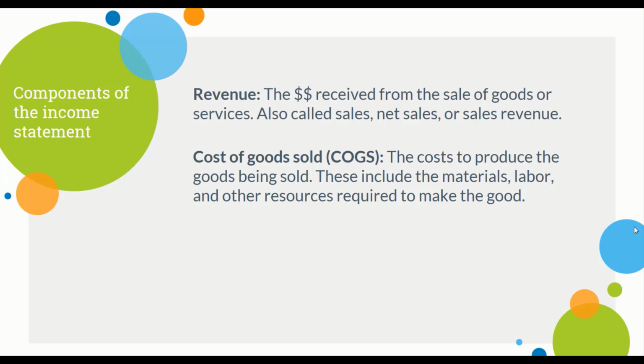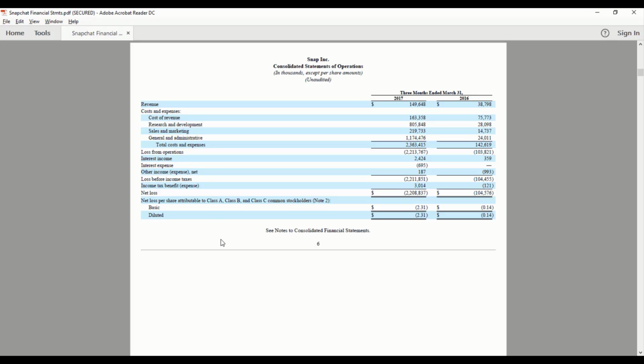Now, in today's economy, there are more and more service companies and technology companies, and they don't really have a cost of goods sold. They don't really have to produce a car or a physical product. But they still have costs associated with the revenue that they're making. So I'm going to quickly go back to Snapchat's financial statements, and we can see that they have revenue of $149 million for the first 3 months of the year. And then they have cost of revenue. That's cost of goods sold, or cost of services, or whatever you want to call it.